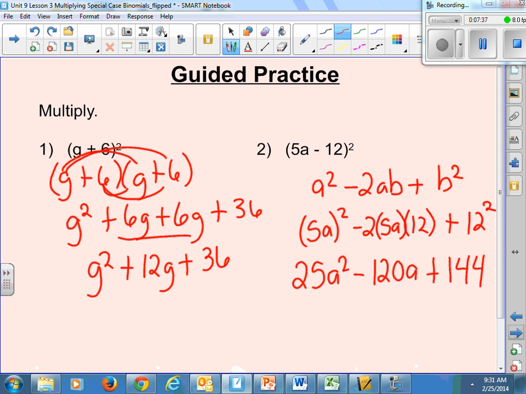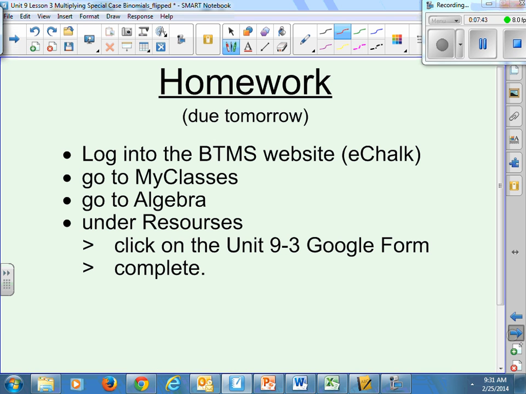Either method works. Again, you can use the distributive property, or you can use the rule to help you when you see a perfect square binomial.